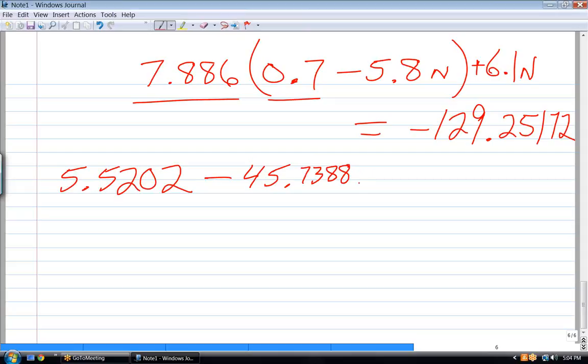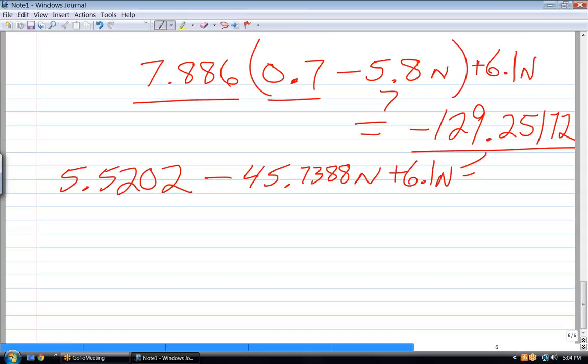Hold on. There's something else that goes after this number. Remember, we're multiplying this by negative 5.8n. You put an N after it. Okay. And then that plus 6.1n. 1n negative equals that number there, 29.